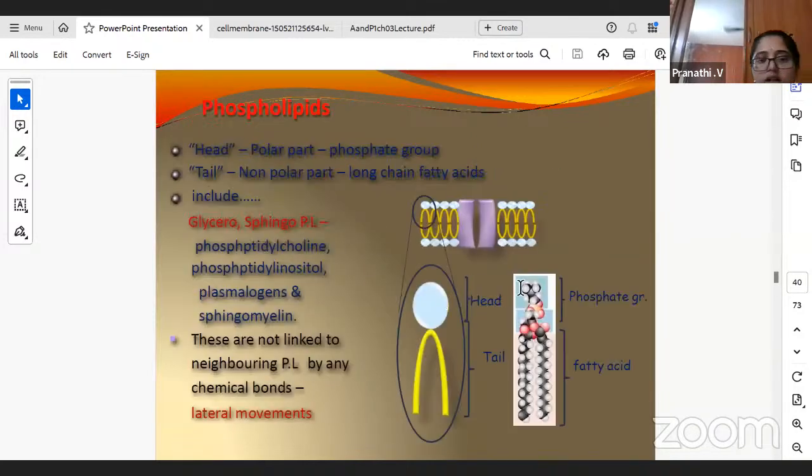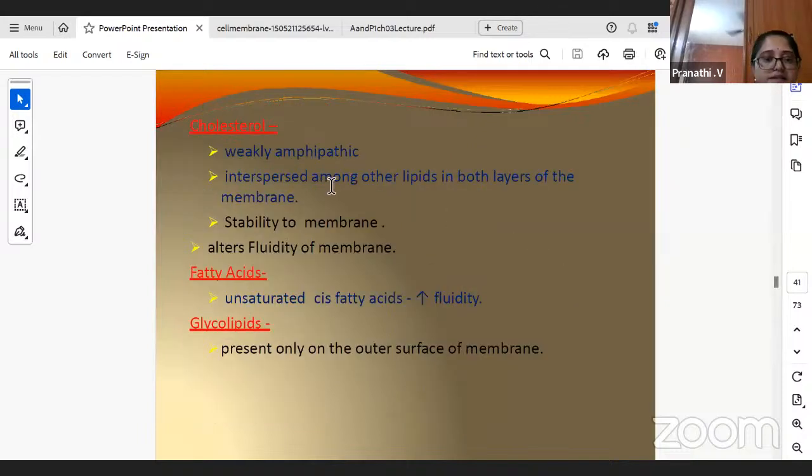And cholesterol is going to be present in between, and it is amphipathic, basically, again weak, and it has other lipids attached. This will contribute to the stability of the plasma membrane, but at the same time it can alter the fluidity of the plasma membrane. Then usually cis fatty acids are present, so same kind of fatty acids which are arranged together. That is why it is a cis fatty acid. So they increase the fluidity. Glycolipids are present on the outside of the cell membrane.